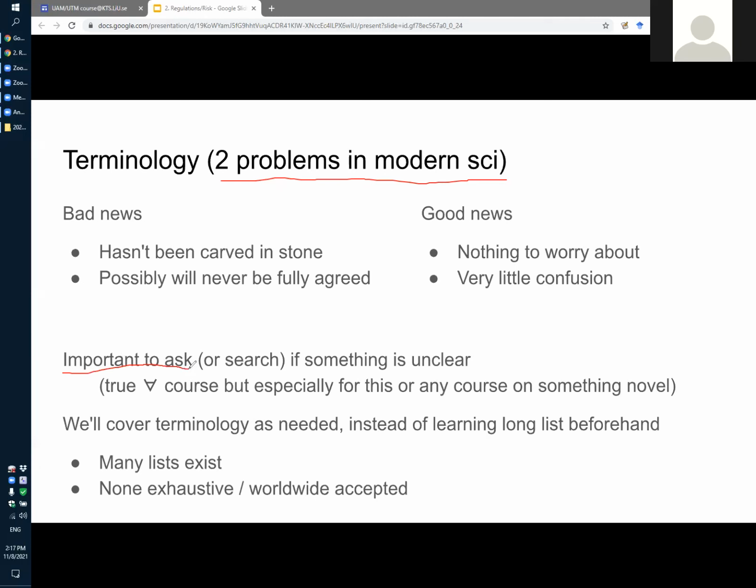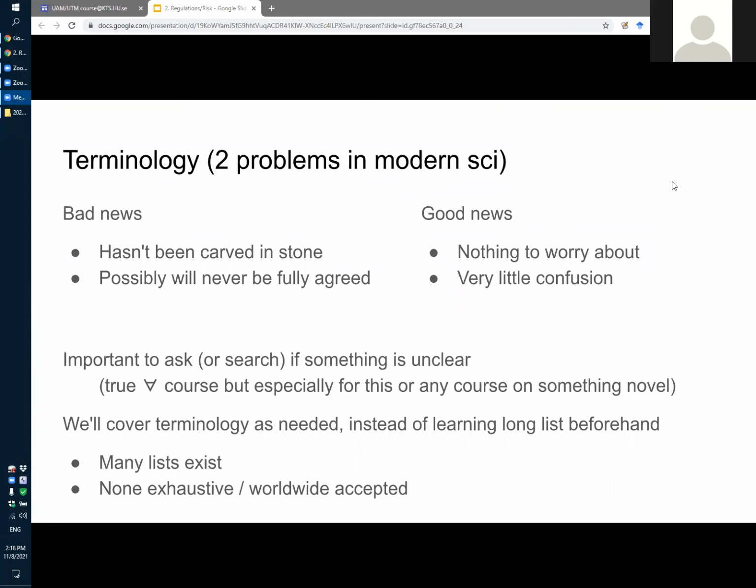So yeah, just as a general encouragement, it's important to search for terms if you don't understand them. Of course, it's true everywhere, but in particular, when you're talking about something as novel as UAM UTM, that's important. Do go and look at the terms and see what they really mean. We will cover the terminology in this course as needed, but we will not start from looking at some kind of list and trying to memorize all the different things. There are many lists of terms that exist, but I don't think there is one which would be accepted as a ground truth worldwide.